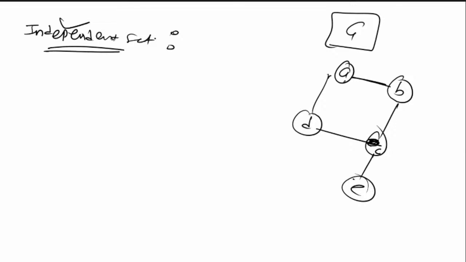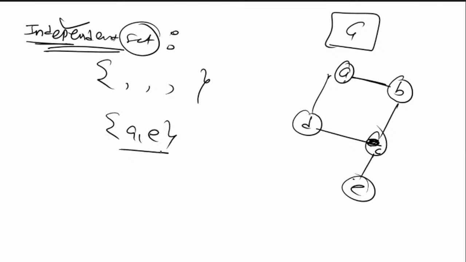So independent set means a set of vertices which are independent of each other. Independent of each other means basically they don't know each other, or you can say they are not neighbors. For example, a, e is an independent set, because each vertex is independent of the other, or each vertex is non-adjacent to the other vertex. Similarly, a, c is also an independent set.